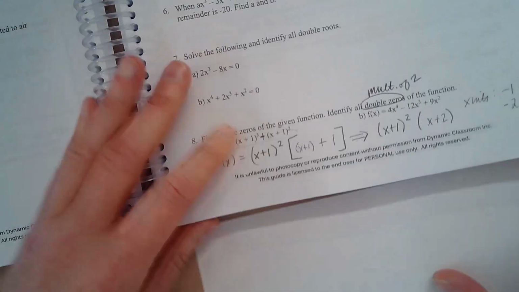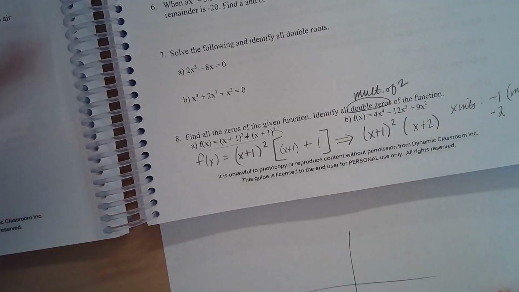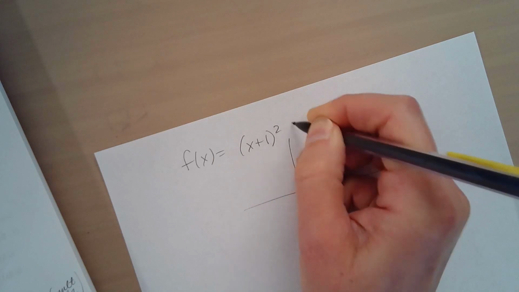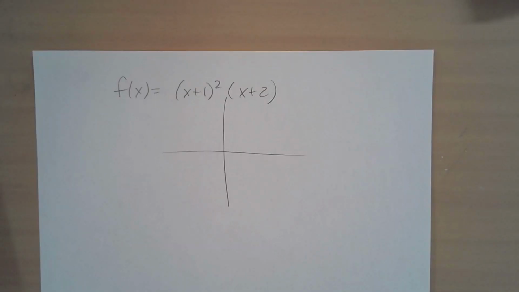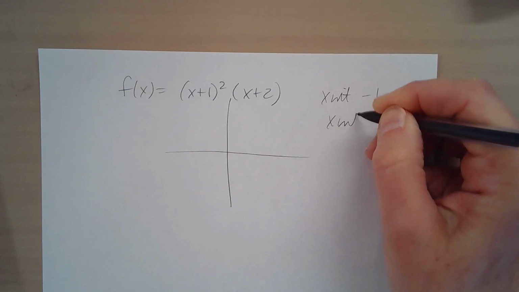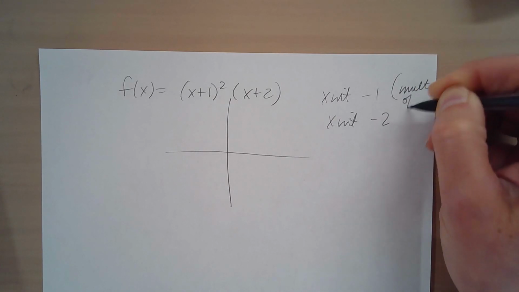I'm just going to move this up a little bit. What do we have here? Sorry, I'll just record this again. So what do we have? We have f of x equals x plus 1 all squared times x plus 2. We identified that we have x-intercept of -1, x-intercept of -2. This is multiplicity of 2, right?